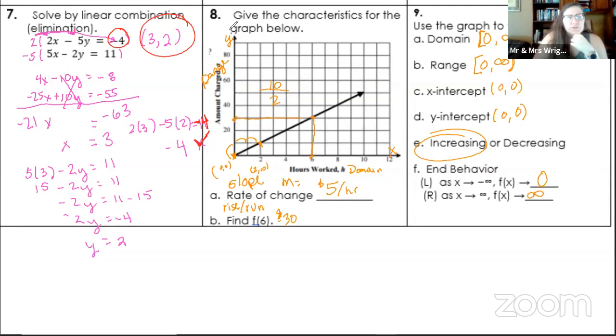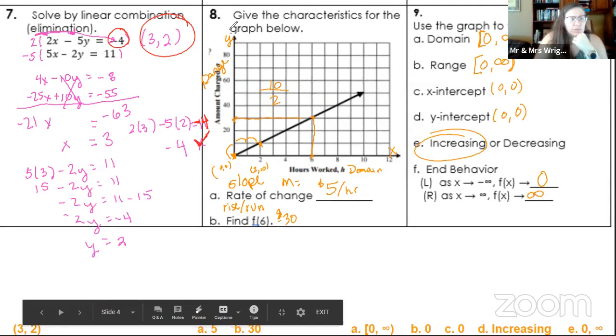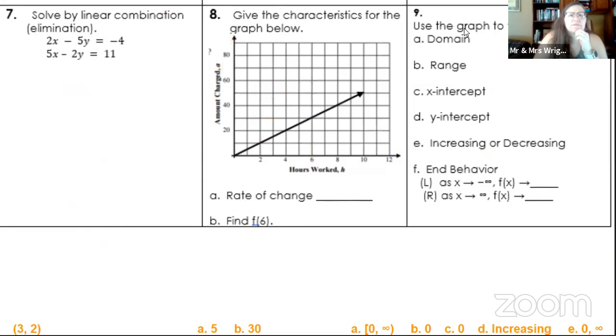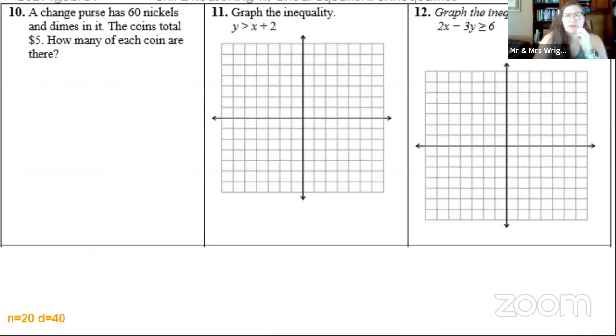I have our answers written here in orange. 3, 2, which is correct. 5 and 30, which is correct. There we go. B, it says range 0. I must have not put in B correctly because that should say C and D are 0 and 0, and 0 and infinity. There we go. Moving on to the next one.